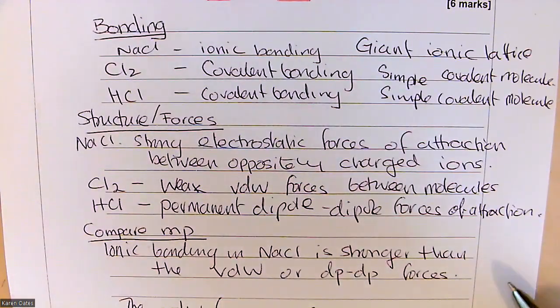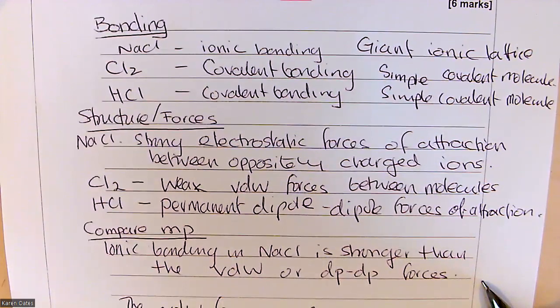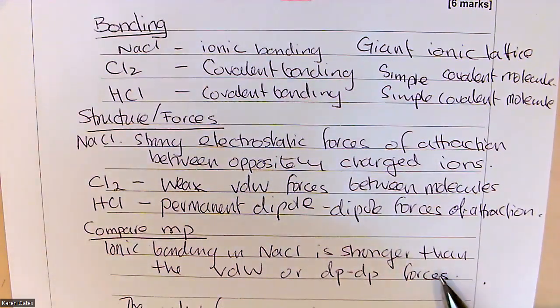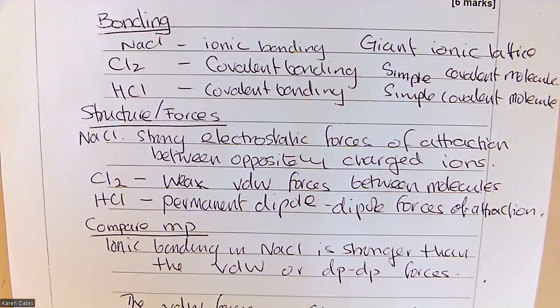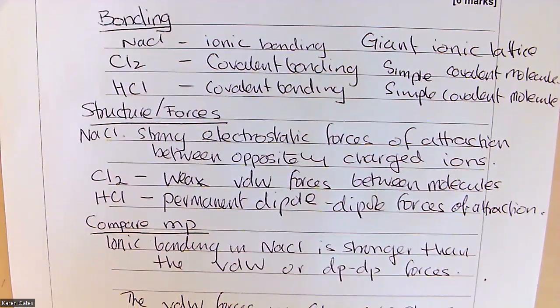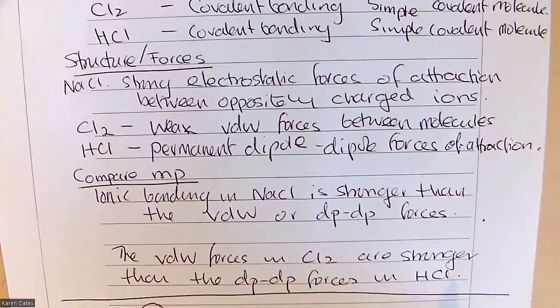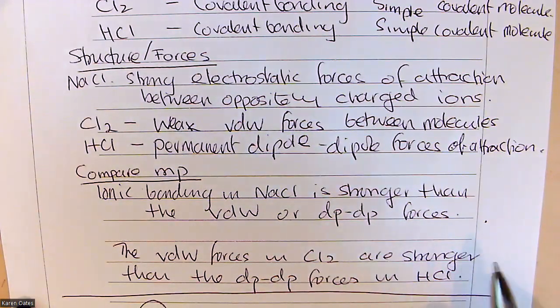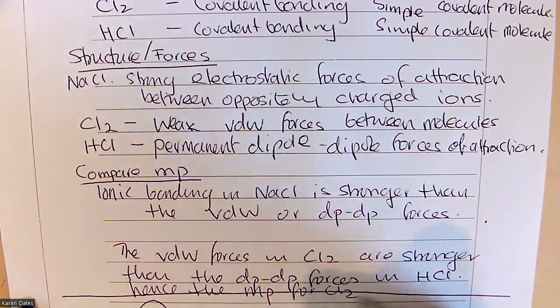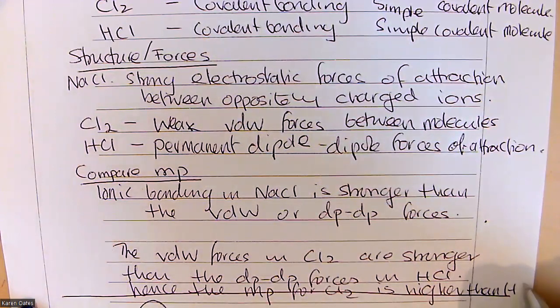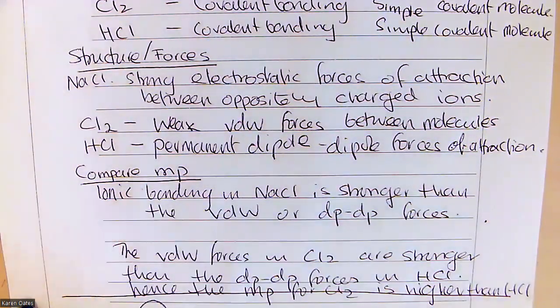Okay, so I've written the ionic bonding in sodium chloride is stronger than the van der Waals forces and the dipole-dipole forces, which is why the melting point is so high. Then we have to describe the melting points between the chlorine and the hydrogen chloride. So the van der Waals forces in chlorine are stronger than the dipole-dipole forces in HCl. So hence the melting point for Cl2 is higher than HCl. And I guess if I want to make sure I'm going to get the point, then I've got to be specific.